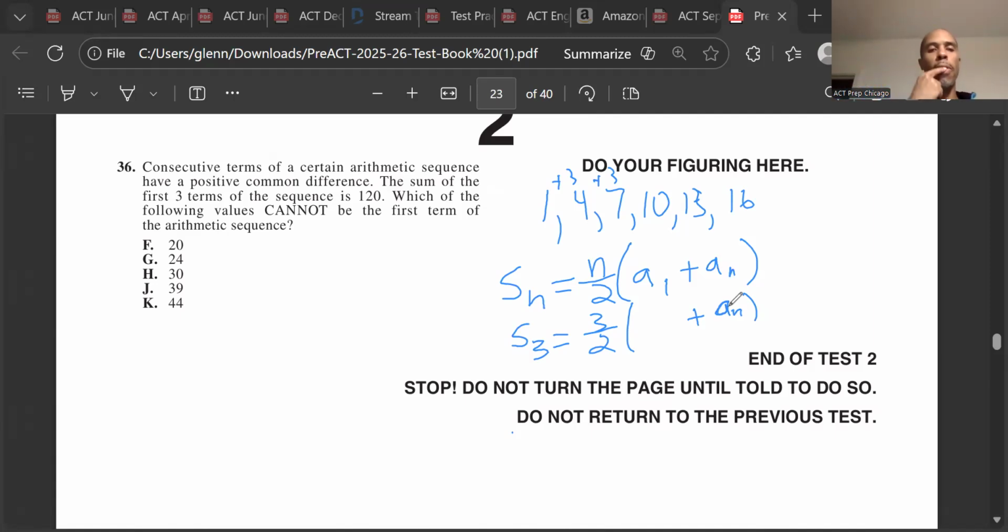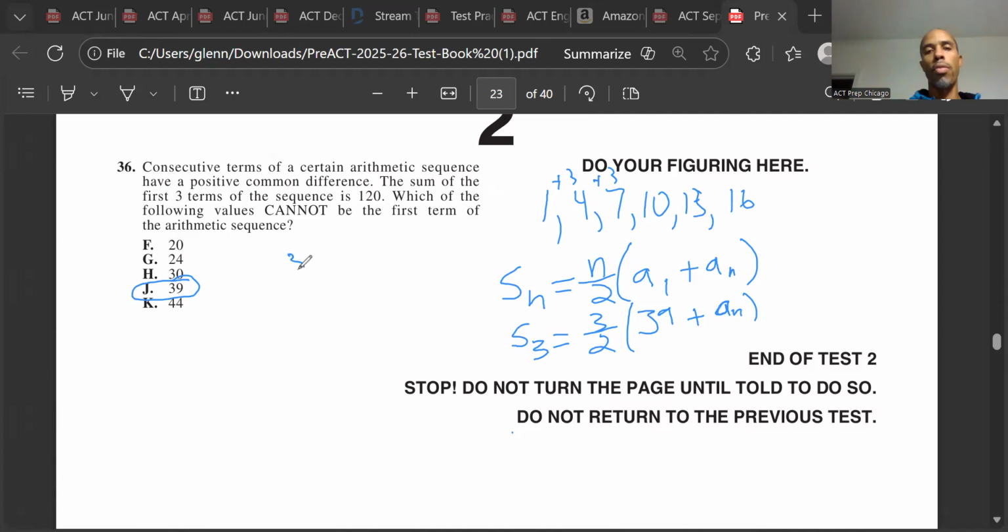I don't think the 39 is going to work. Because if we put 39 there and distribute, I don't think we're going to get a whole number for the sum of the first three. So I'm gonna guess it's probably 39. Because when we plug in all the other numbers, 20, 24, 30, 44, when we multiply by 3 over 2, we're going to get a whole number.